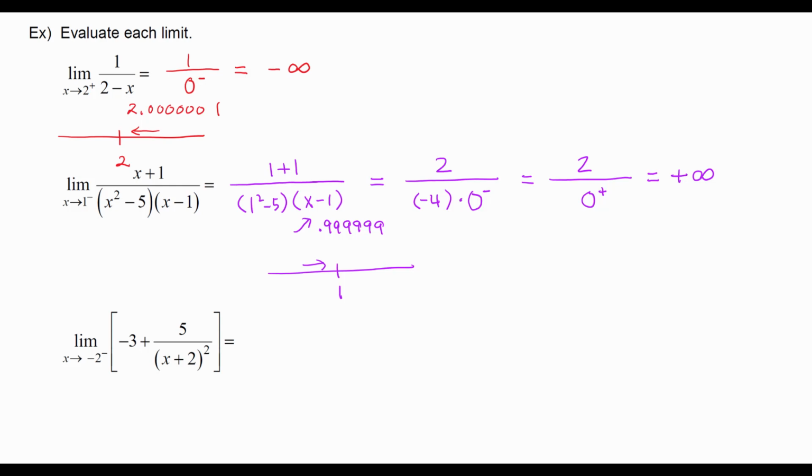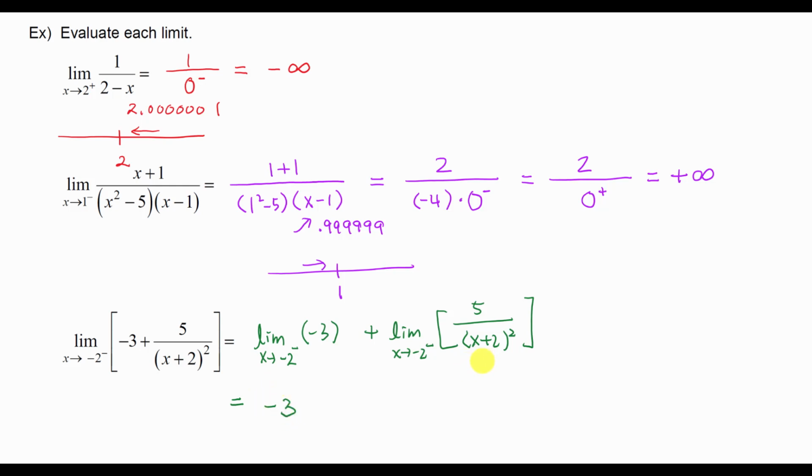Third one, what would it be? Limit as x approaches negative 2 from the left of negative 3 plus 5 over (x plus 2) squared. This is a sum of two functions, so I can split this limit. This is the limit as x approaches negative 2 from the left of negative 3, a constant function, plus the limit as x approaches negative 2 from the left of 5 over (x plus 2) squared. And the limit of a constant is a constant. So the limit of negative 3 as x approaches negative 2 is still negative 3.